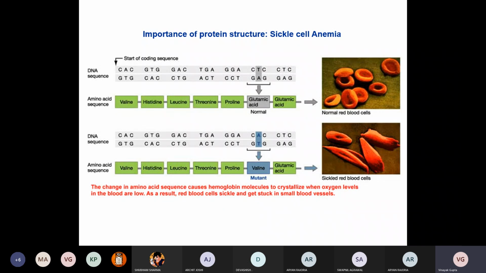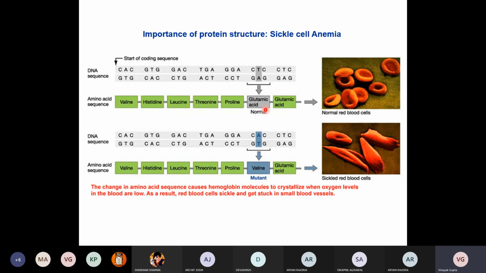Okay, so sickle cell anemia, I have already explained this picture. You people are familiar with this. Here, let me have a pointer. This is part of the sequence for the hemoglobin gene. So at this position, the normal hemoglobin gene consists of CTC, and this particular genetic code is responsible for the glutamic acid amino acid in the protein.